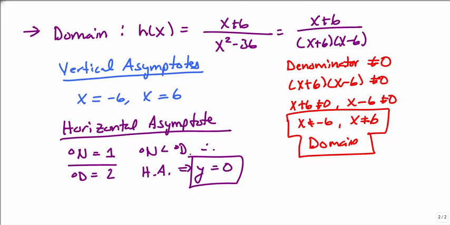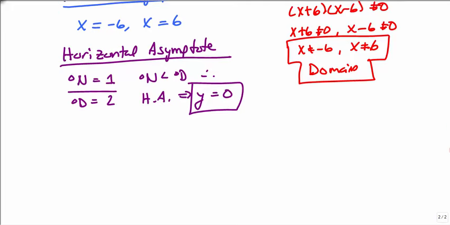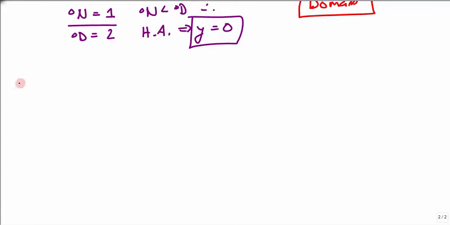So we did all sorts of things here. We found the domain, and once you find the domain, it makes it easier to find the vertical asymptotes. Once we find the vertical asymptotes, then we can go along to find the horizontal asymptotes by just looking and comparing the degree in the numerator and the degree in the denominator. Let's look at another example. For this example, let's go ahead and talk about the domain.